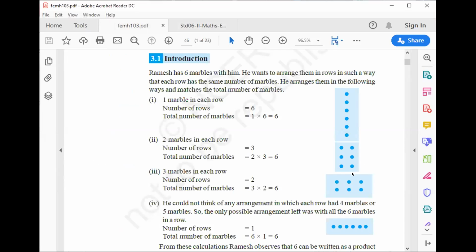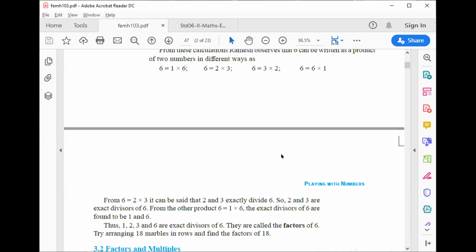So if you have 6, you can arrange them like this, right? Now, when you do that, if you consider the number of columns, you get 1, 2, 3, and 6. And if you had considered the rows, you will get 6, 3, 2, 1. In any case, you get all the possible factors. Now, from here, a lot of very interesting stuff can be generated.